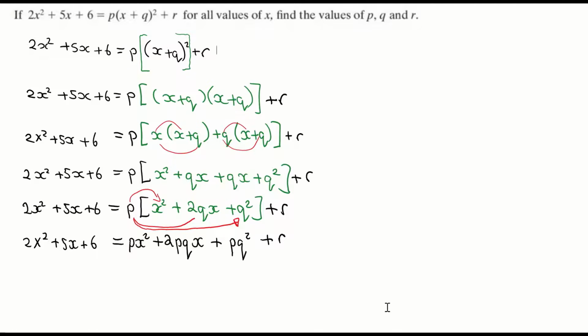Now, this step can sometimes confuse people. It's written as plus pq squared. There's no x associated with that pq squared. So that pq squared is a constant. It's a number. So don't go rearranging it to bring it over here with the x squared, because it doesn't have an x. So now I'm going to solve for p, q, and r.